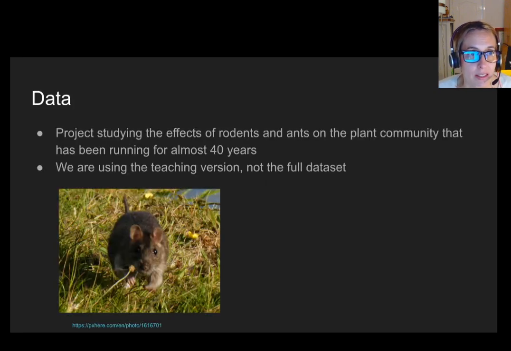So the data used in this lesson comes from a real-life project observing a small mammal community in southern Arizona, in the US. This part of a project is studying the effects of rodents and ants on the plant community that has been running for almost 40 years. The rodents are sampled on a series of 24 plots with different experimental manipulations controlling which rodents are allowed to access which plots. So this is a real data set that has been used in over 100 publications.